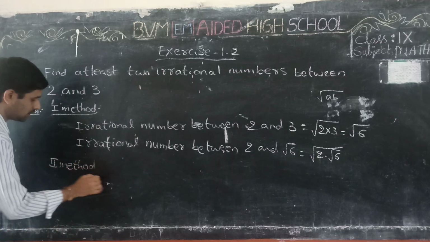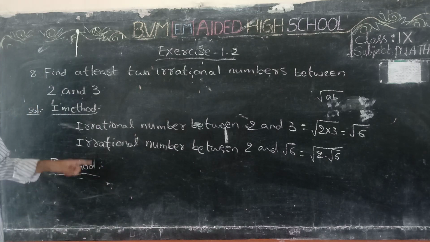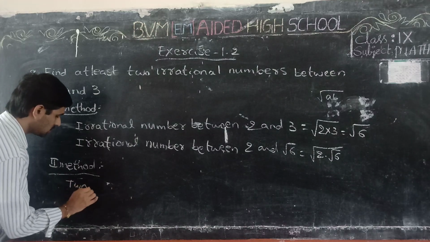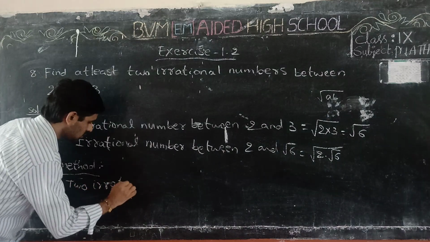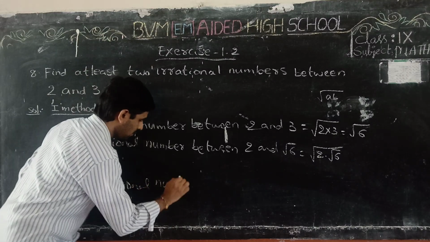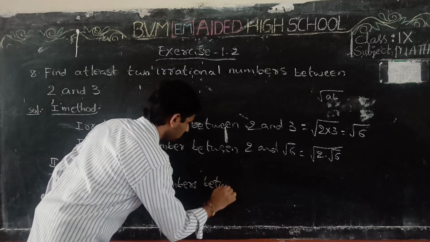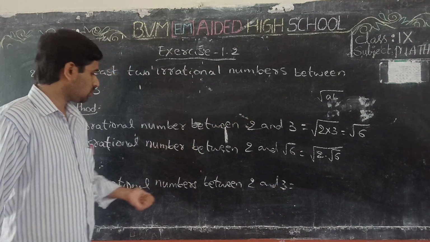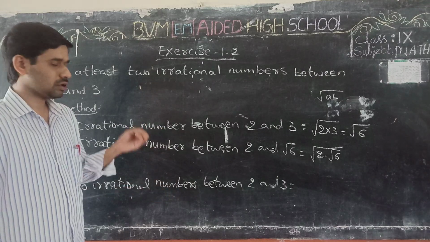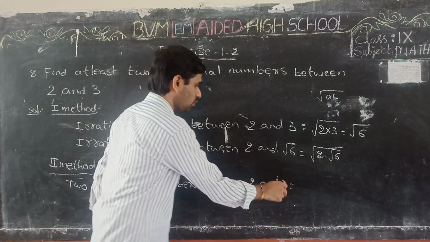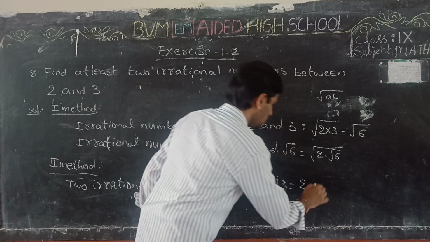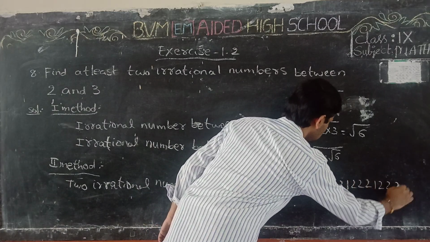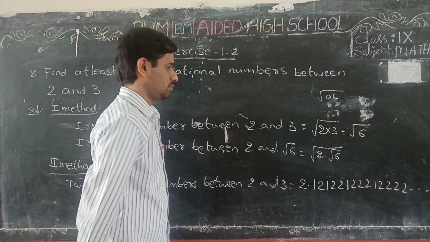In the other method, we can find many non-terminating, non-recurring decimals between 2 and 3. So, two irrational numbers we require between 2 and 3. Now we write two or more than two non-terminating, non-recurring decimals. So, one of them is 2.12122122212, and so on. This is one of the irrational numbers.